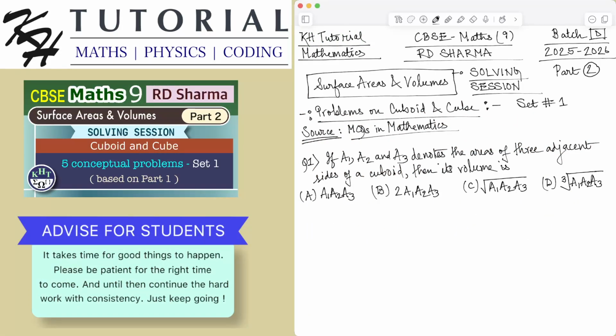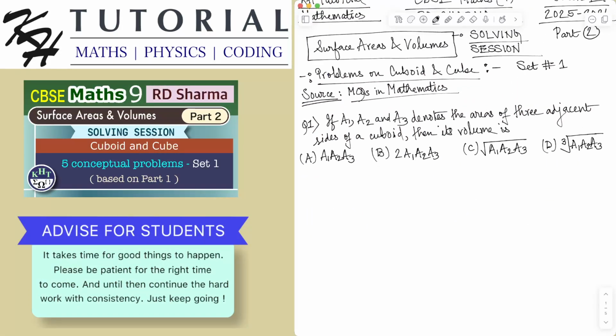Okay. The first problem says, now all these problems are taken from the supplementary book which is titled MCQs in Mathematics for class 9. If A1, A2, A3 denotes the areas of 3 adjacent sides of a cuboid, then its volume is.